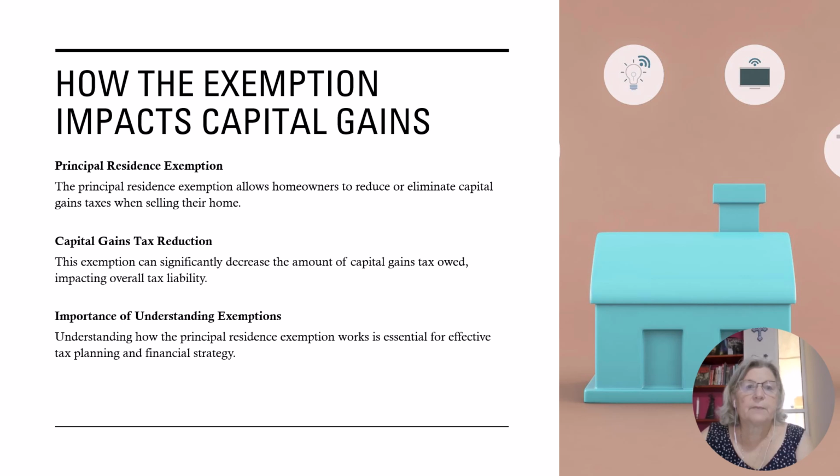So how does the exemption impact capital gains? Well, for the principal residence, if you're allowed to claim 100%, it'll totally eliminate your capital gains taxes when selling your home. And if you're prorating it between properties, or because you're using part of it for a business, or whatever the case may be, it could reduce the amount of your taxes. So the capital gains tax can significantly decrease, if it's a principal residence, to zero, versus if you're taxed at 50% of the net gain, or 100% as a business.